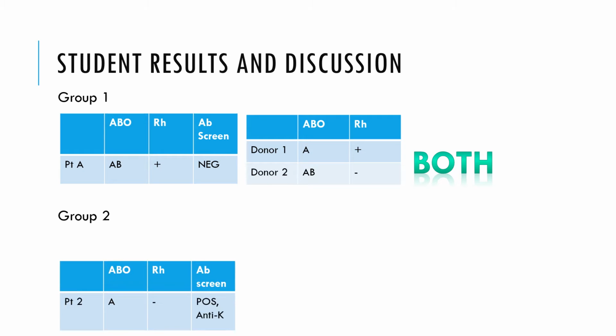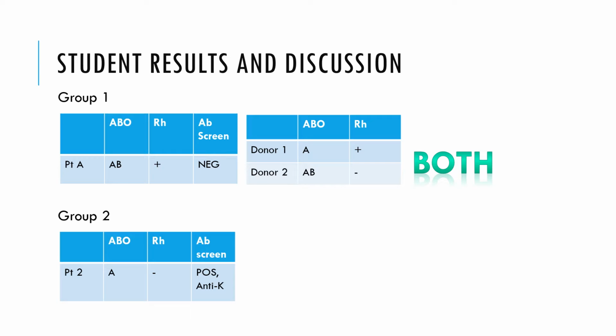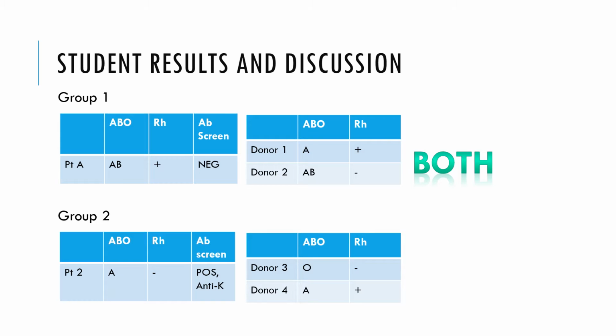Group 2. Patient 2 is A negative with a positive antibody screen. Which donor have you chosen? Donor 3 is correct. Donor 3 is O negative, which is the universal donor. Donor 4 is A positive. With the Rh antigen present on these red cells, the patient's Rh antibodies will react and cause agglutination with donor 4 red cells.